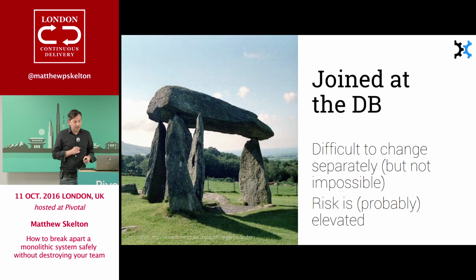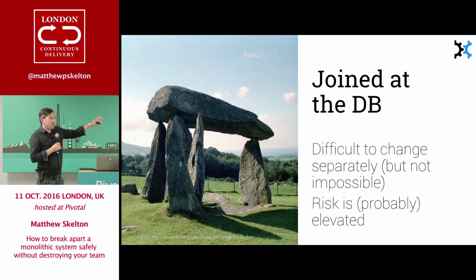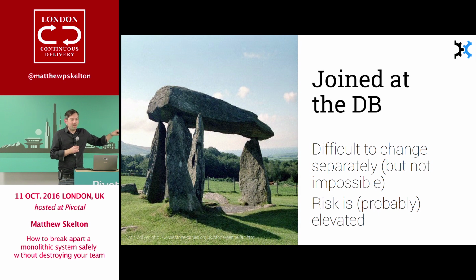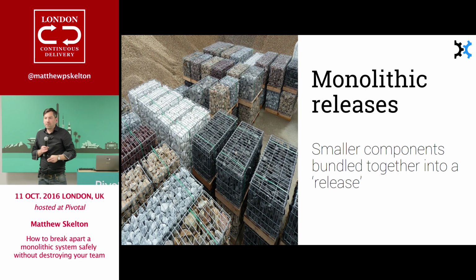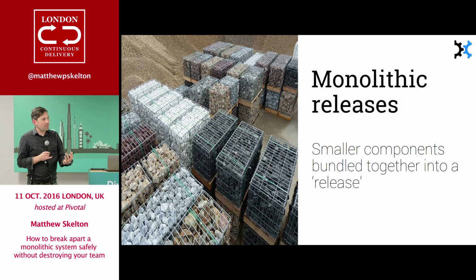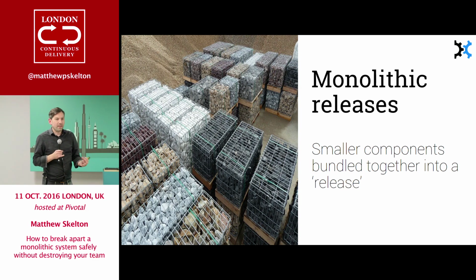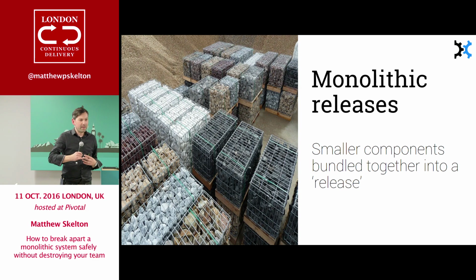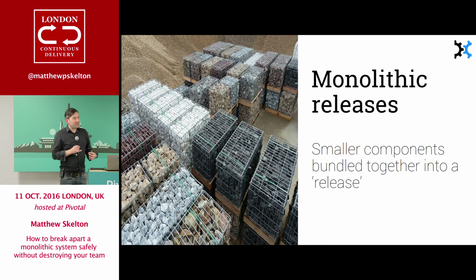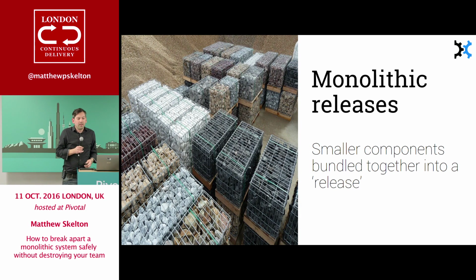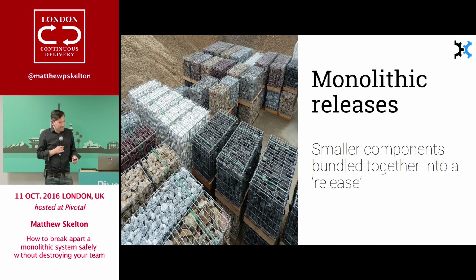But there's other kinds of monoliths where, a bit like this, they're joined at the database. So the database in this picture is kind of that big slab at the top. And it's difficult to change separately, but you can do. You can make changes to the other services and things, but they're kind of joined somehow. It makes it quite awkward and probably quite risky. But we can have a situation where we've got kind of a monolithic release, where we've got lots of small components inside a big release. And in theory, you could deploy one of those small components separately, but we've somehow bundled it all up into one big box like this. And so we're sort of hampering ourselves. I mean, there are some advantages, but we're sort of hampering ourselves by deploying things like that.